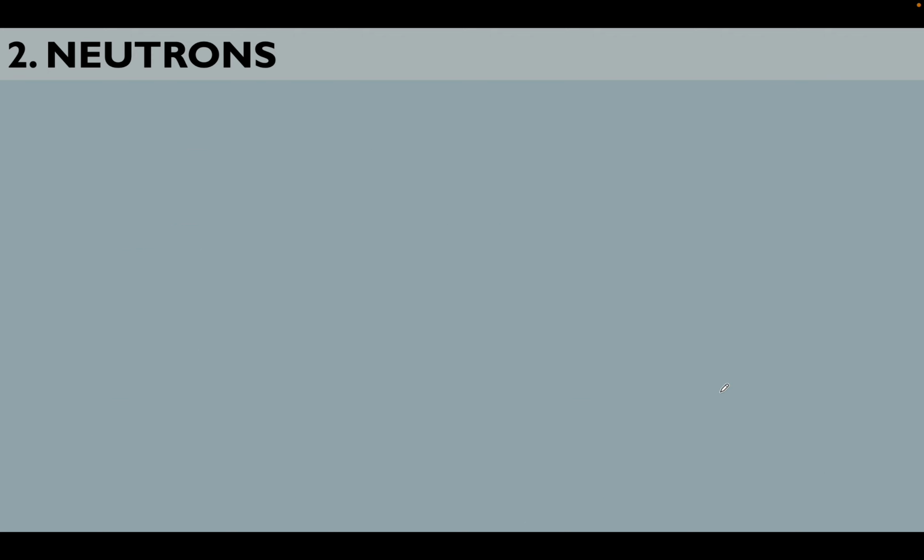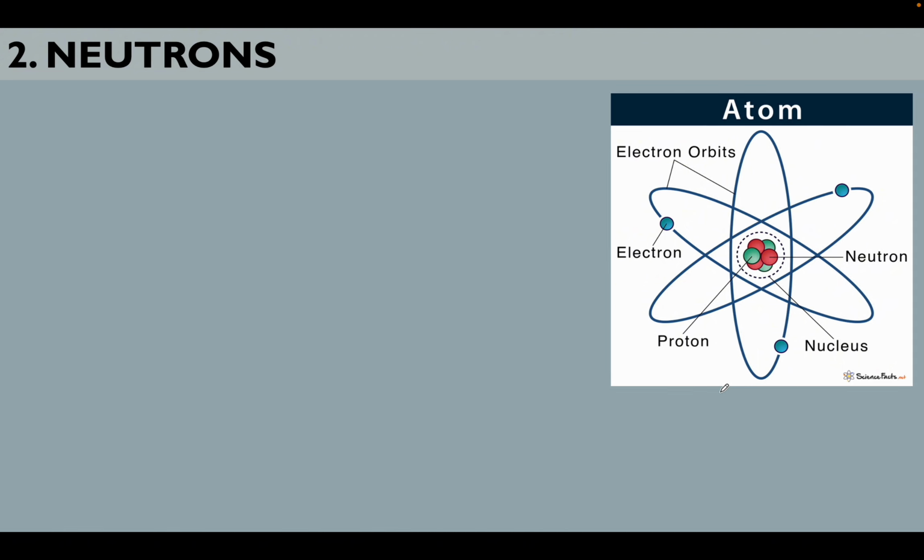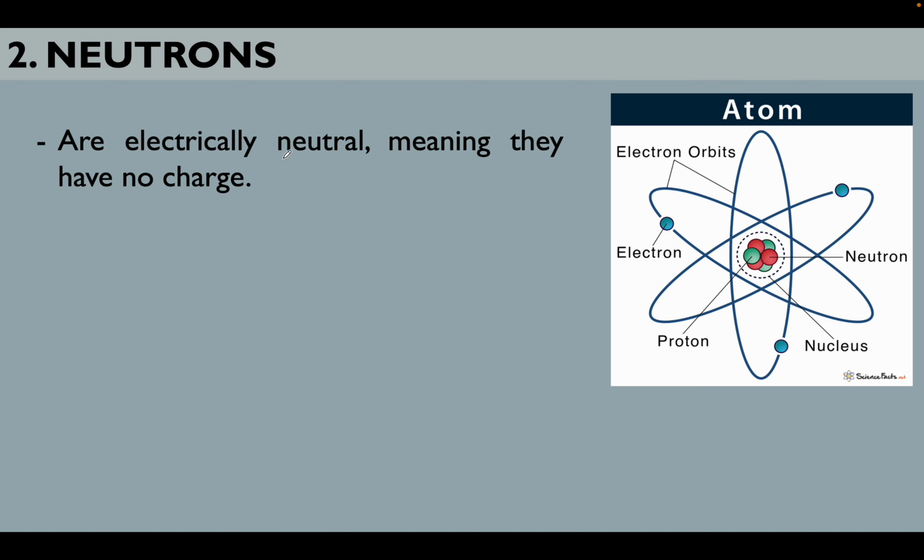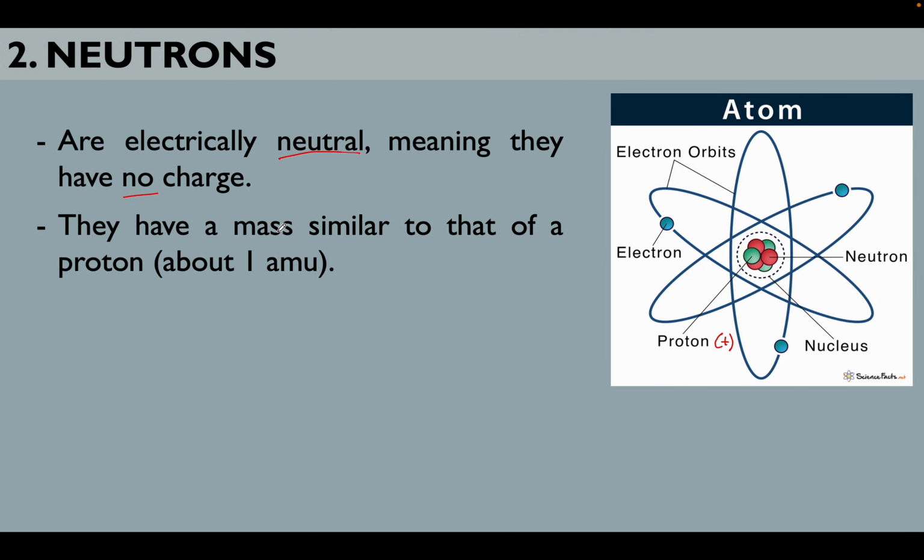Now we proceed with the neutrons. What is the charge of the neutron? Neutrons are electrically neutral, meaning they have no charge. If the proton is positive, the neutron, from the word neutral, has no charge. It is neither positive nor negative. The mass of the neutron is similar to that of a proton, which is about 1 atomic mass unit, or AMU.